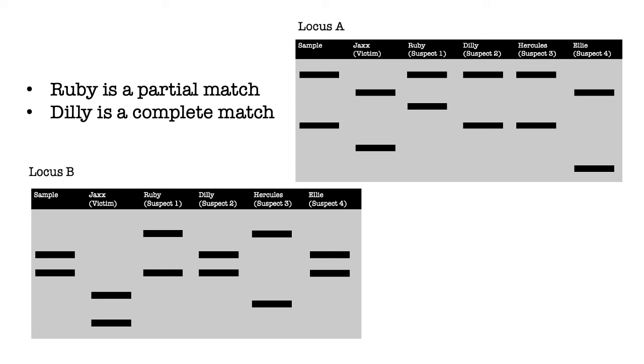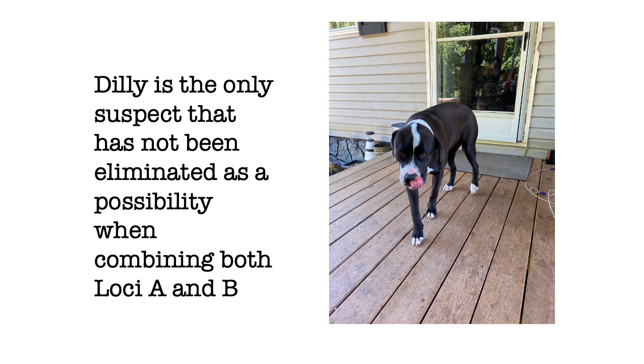Ruby, however, is a partial match, meaning she is related to the suspect. Since one of Ruby's alleles matches at both loci, basically a 50% match, this tells us she is likely the parent of the perpetrator. The only one who matches completely at both loci is Dilly, Ruby's daughter, meaning her DNA is on the elephant's ear and she is likely the one responsible for tearing up Jax's toy, and we cannot eliminate her as a suspect.